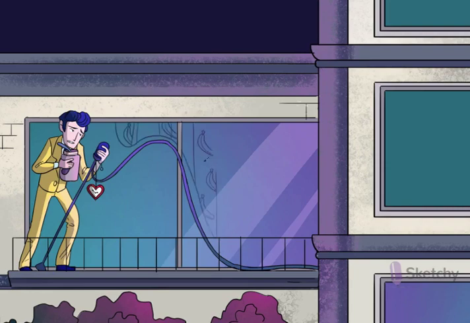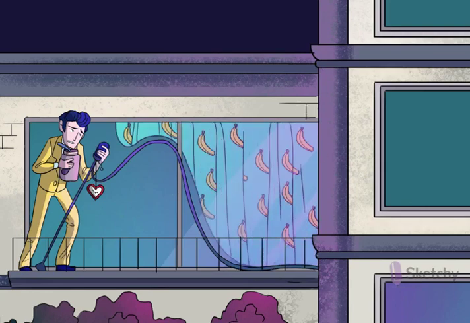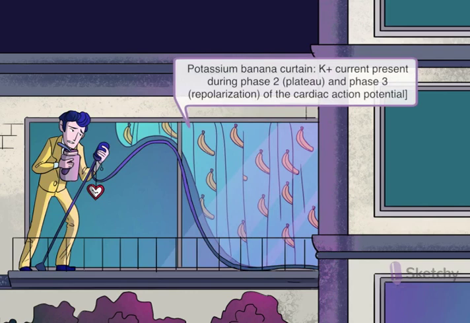Now let's focus once again on that plateau phase and repolarization phase. Notice the potassium banana themed print on the curtain in the window behind. This represents the presence of a potassium current gradually building during the plateau phase and working in full force during the repolarization phase. Think of potassium current as bringing the curtain down on that plateau phase to repolarize the myocardium.